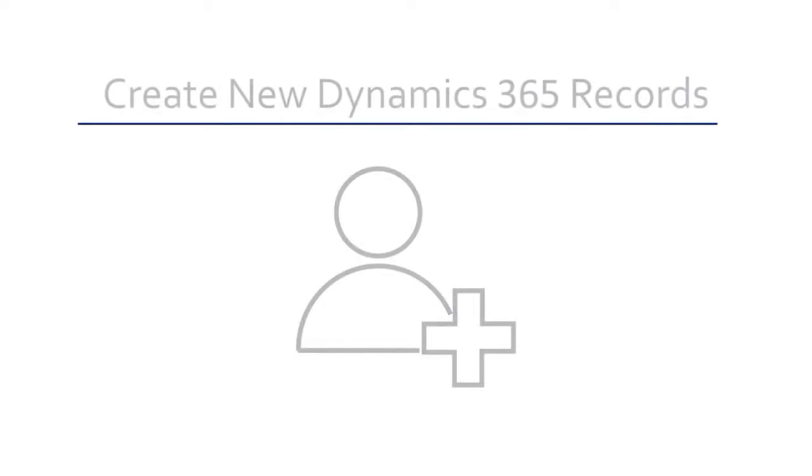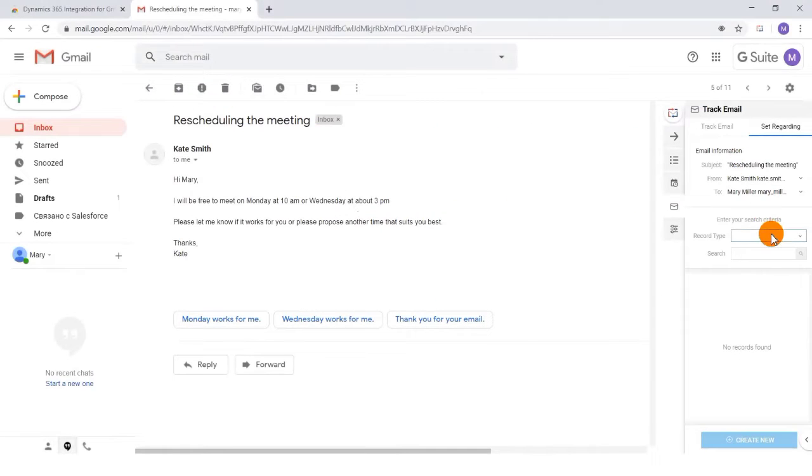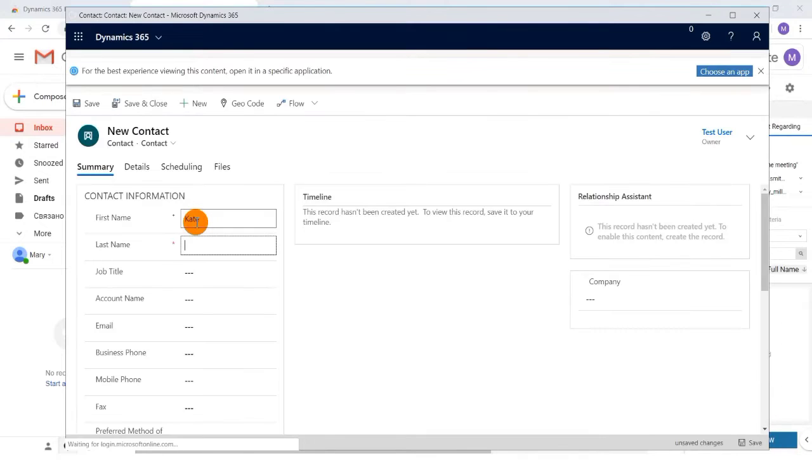as well. Let's say you get a new email from someone who isn't in your Dynamics 365 system yet. Without leaving Gmail, you can create a new Dynamics 365 entity and track the email to them in no time. Just click Set Regarding, then choose a record type from the drop-down menu, click on Create New, input account name and other information, and hit Save and Close.